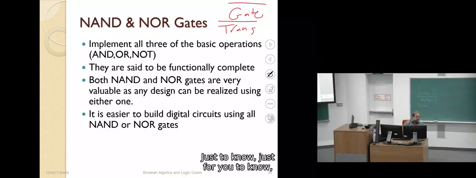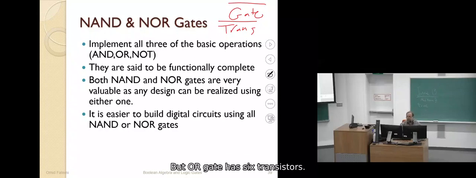Just for you to know, a NAND gate consists of 4 transistors, but an AND gate has 6 transistors. A NOR gate has 4 transistors. NAND and NOR are very similar, they are almost duals of each other. But an OR gate has 6 transistors. An inverter, NOT, has 2 transistors. So the inverter is very simple, just 2 transistors in CMOS.